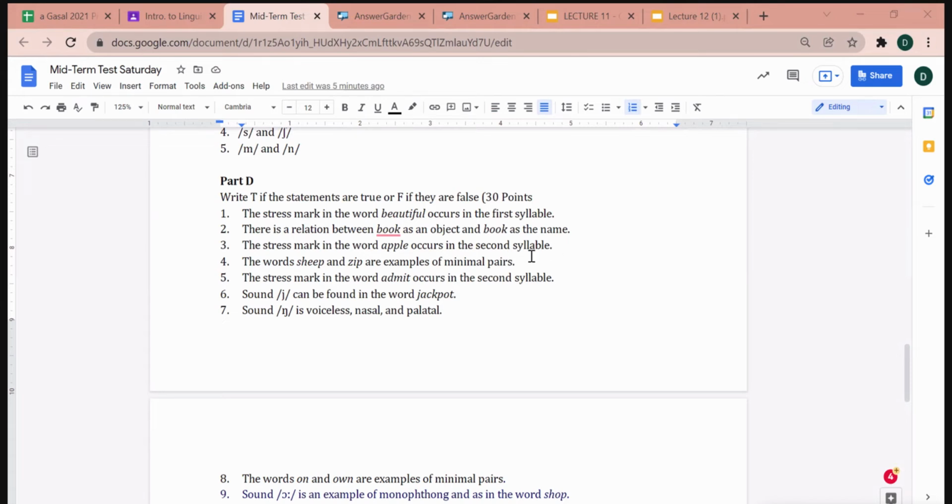Number 3. False. Why false? Should be the first one. Should be in the first syllable since apple is noun. Number 4. True. Zip.